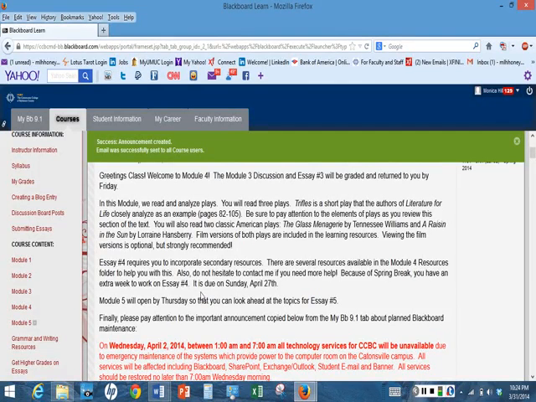In Module 4, we're going to look at plays. One thing to note is this module, you have an extra week for your essay because of spring break. And we're going to read 3 plays.